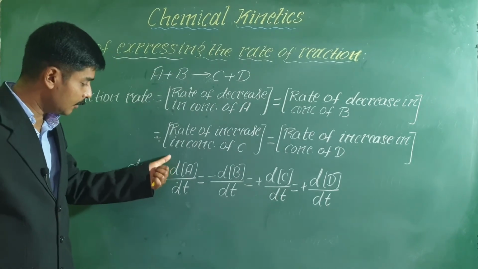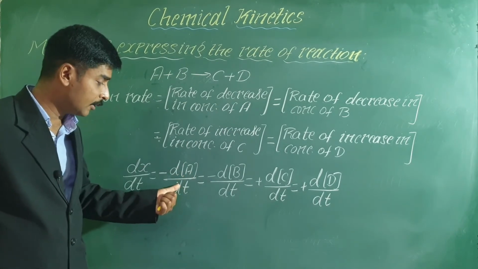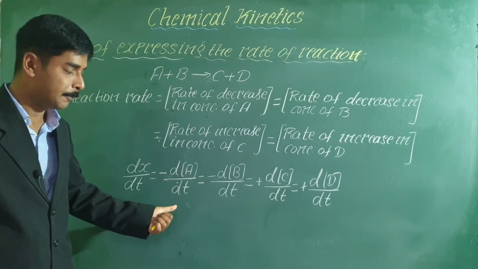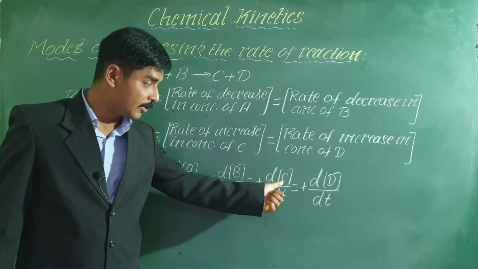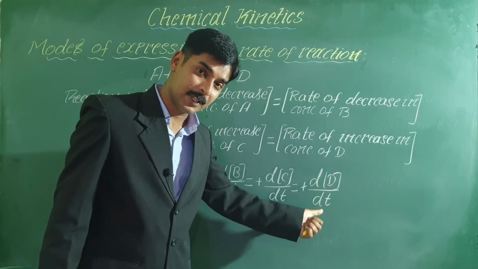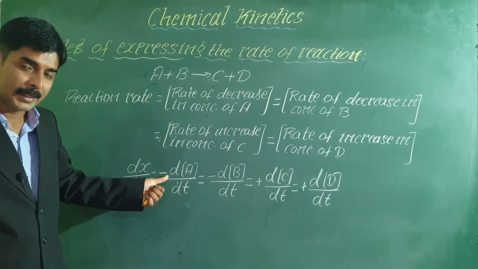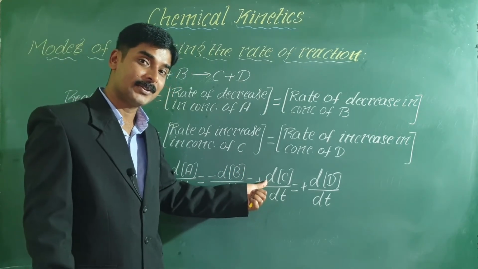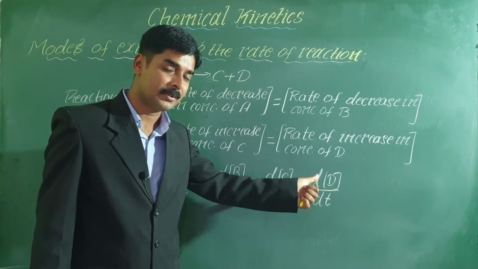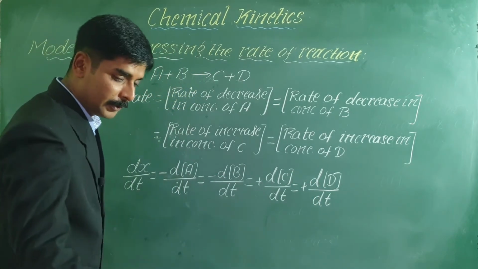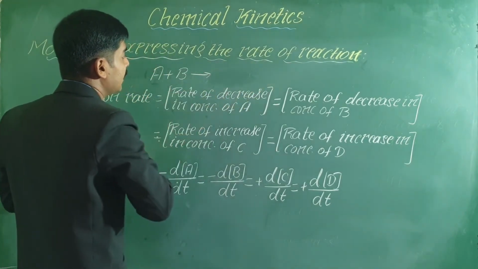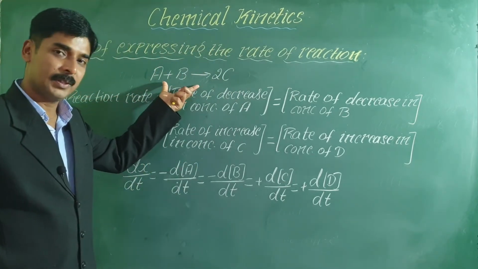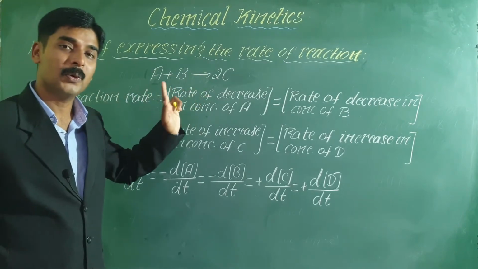And what does this term indicate? This term indicates the rate of disappearance of A. So the rate of disappearance of A is written as minus dA by dt. Rate of disappearance of B, this is the rate of appearance of C, rate of appearance of D, or this is the rate of decrease in concentration of A, rate of decrease in concentration of B, rate of increase in concentration of C, this is the rate of increase in concentration of D. Okay, now if we have a reaction of this type, let us say A plus B gives 2C. In this case, you see the stoichiometric coefficients are not equal to 1.